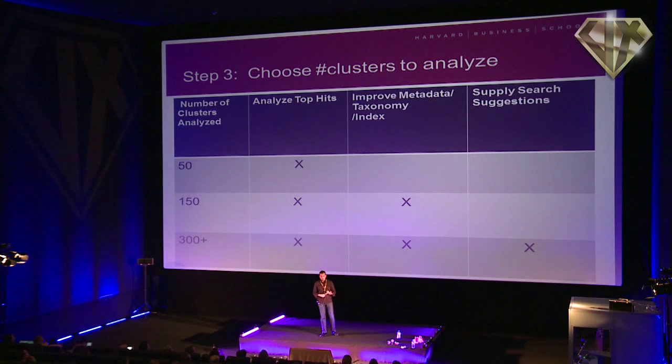If you look at the top 50 clusters, you can do things like analyzing the top hits for the searches. But if you put in a little bit more effort and go all the way to approximately 300 clusters, you can also do things like improving metadata and improving search suggestions. And I will show you a couple of examples of these.